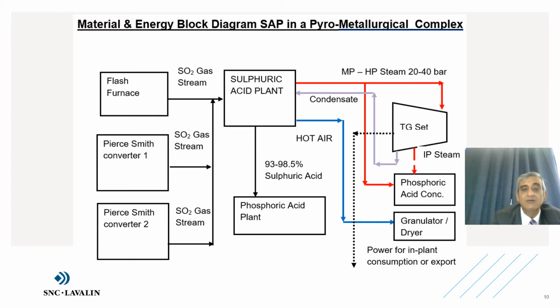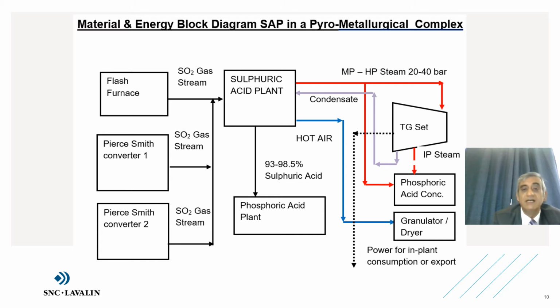In the classical old-fashioned scheme, hot air is generated by SO3 coolers, which is vented and not utilized, but can be utilized elsewhere if there is a granulator or dryer within the same complex. In some cases, hot air generation is replaced by introducing a boiler in place of the SO3 cooler to generate 20 bar steam.